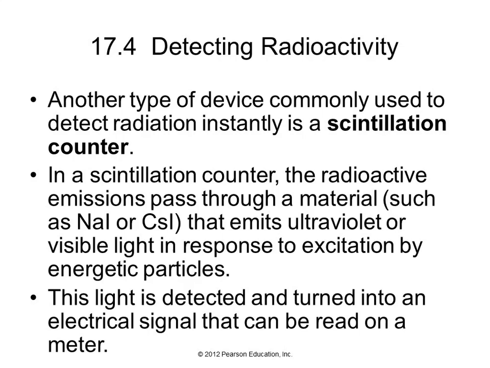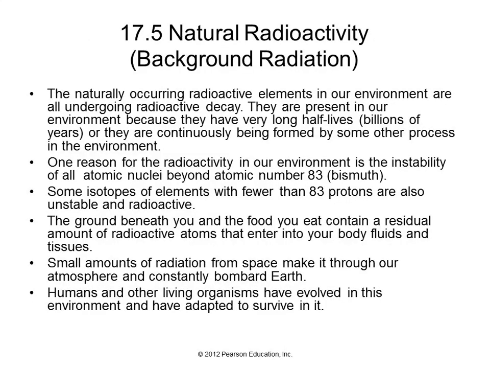Another way to detect radiation is a scintillation counter. In this type of device, you have a material such as sodium iodide or cesium iodide that emits an ultraviolet or a visible light in response to excitation by energetic particles. So when this substance, sodium iodide or cesium iodide, is exposed to radiation, it glows. You could use it just like that, but if you just used your eyes as a detector, you would only detect really high levels, which you wouldn't want to be doing. And so the instrument is designed to detect the small levels of light and turn that into an electrical signal, which you can see on a meter.